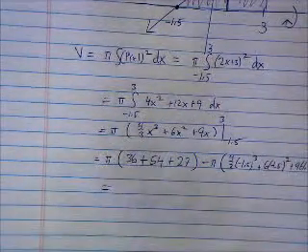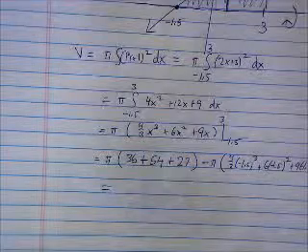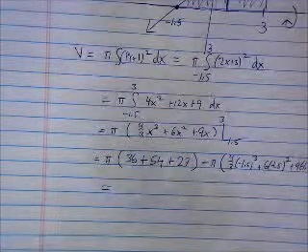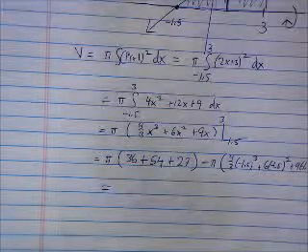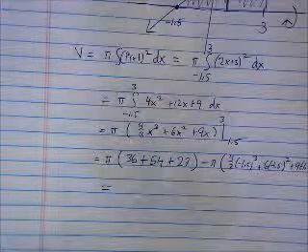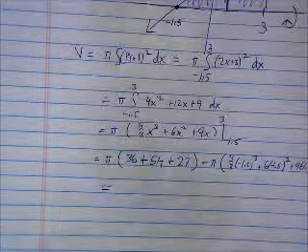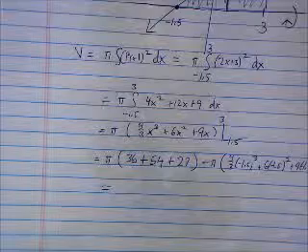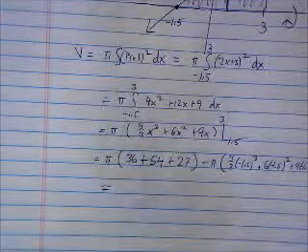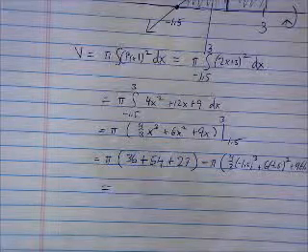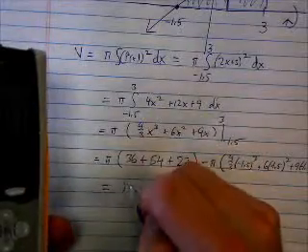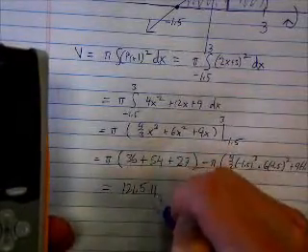I grab my calculator. 36 plus 54 plus 27 minus 4/3 times negative 1.5 cubed plus 6 times negative 1.5 squared plus 9 times negative 1.5. I get 121.5 pi.